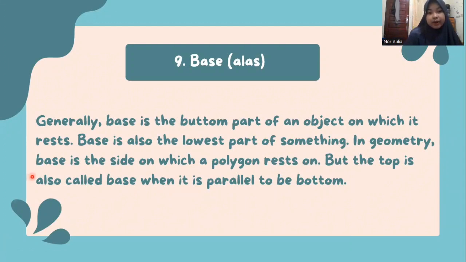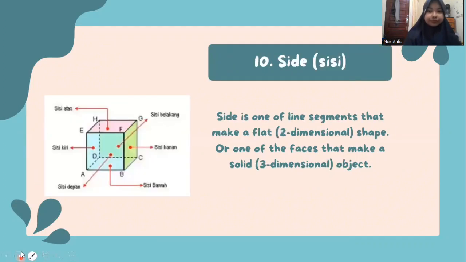Number 9 is base, or in bahasa we can say alas. The definition: generally, base is the bottom part of an object on which it rests. Base is also the lowest part of something. In geometry, base is the side on which a polygon rests, but the top is also called base when it is parallel to the bottom. And the last is side, or in bahasa we can say sisi. The definition: side is one of the line segments that make a flat or two-dimensional shape, or one of the faces that make a solid or three-dimensional object. For side, we can see the picture here.